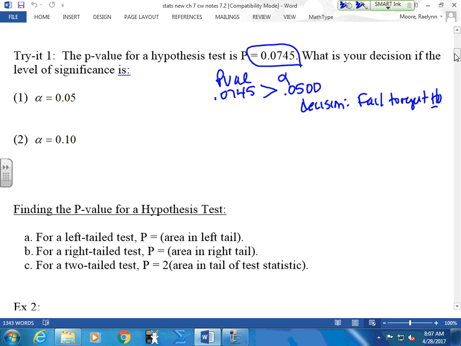And you need to say, fail to reject this whole thing, HO. If you don't say HO, you don't know what you're rejecting. It could be HA, it could be the plane, it could be anything. So you need to be able to say that. This guy, p-val.